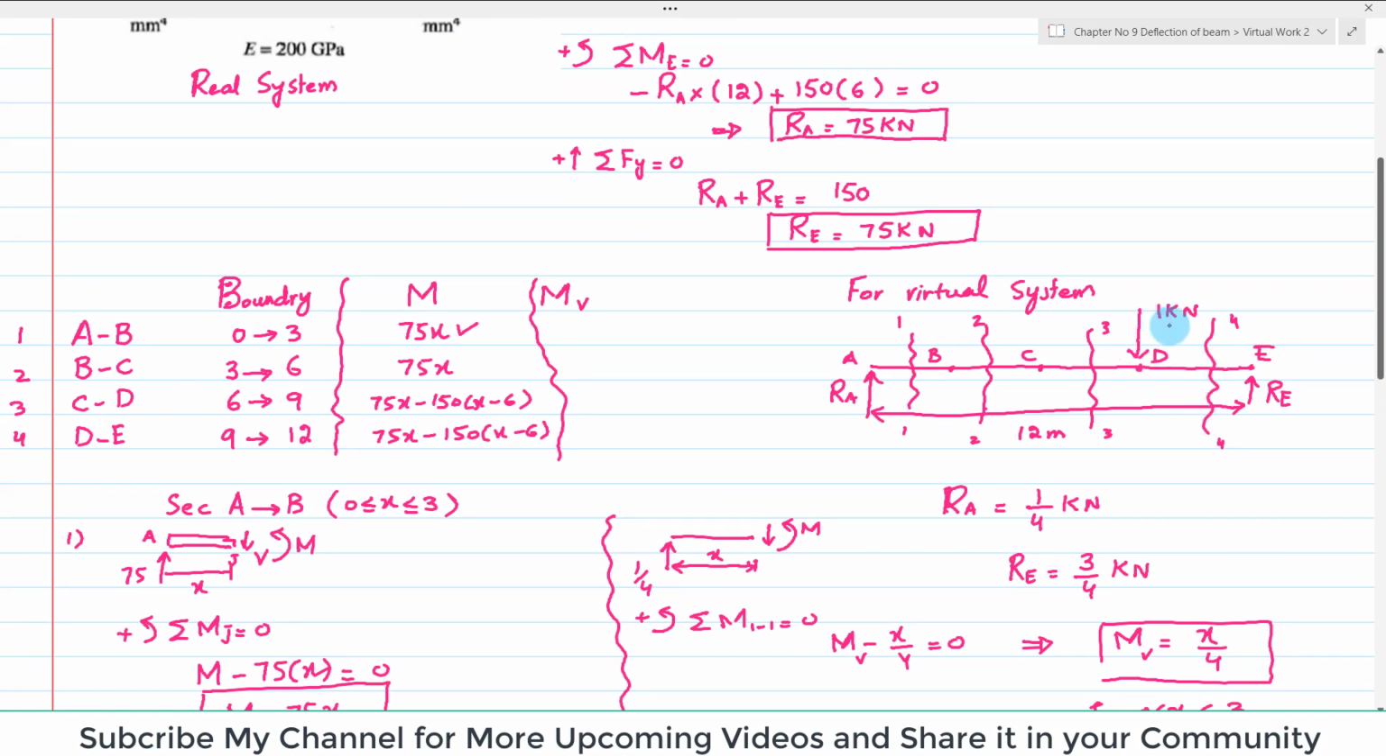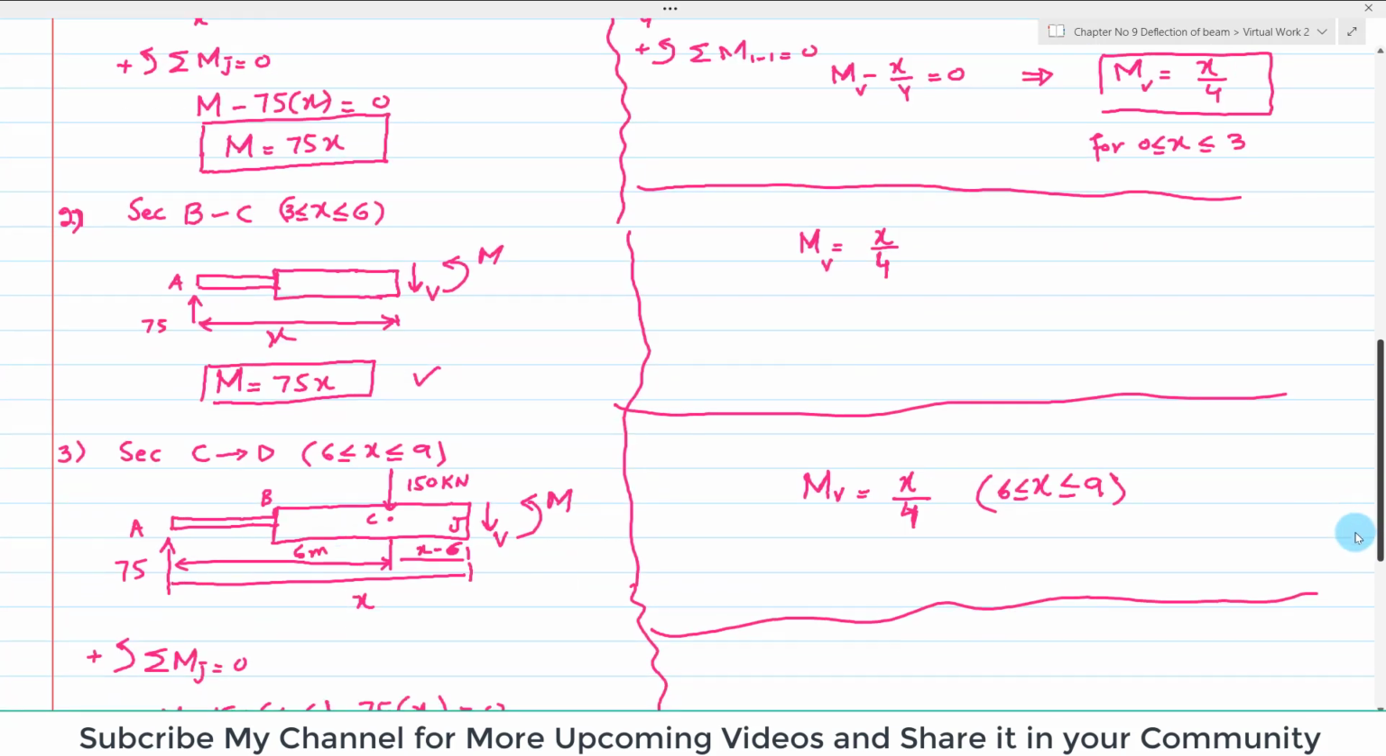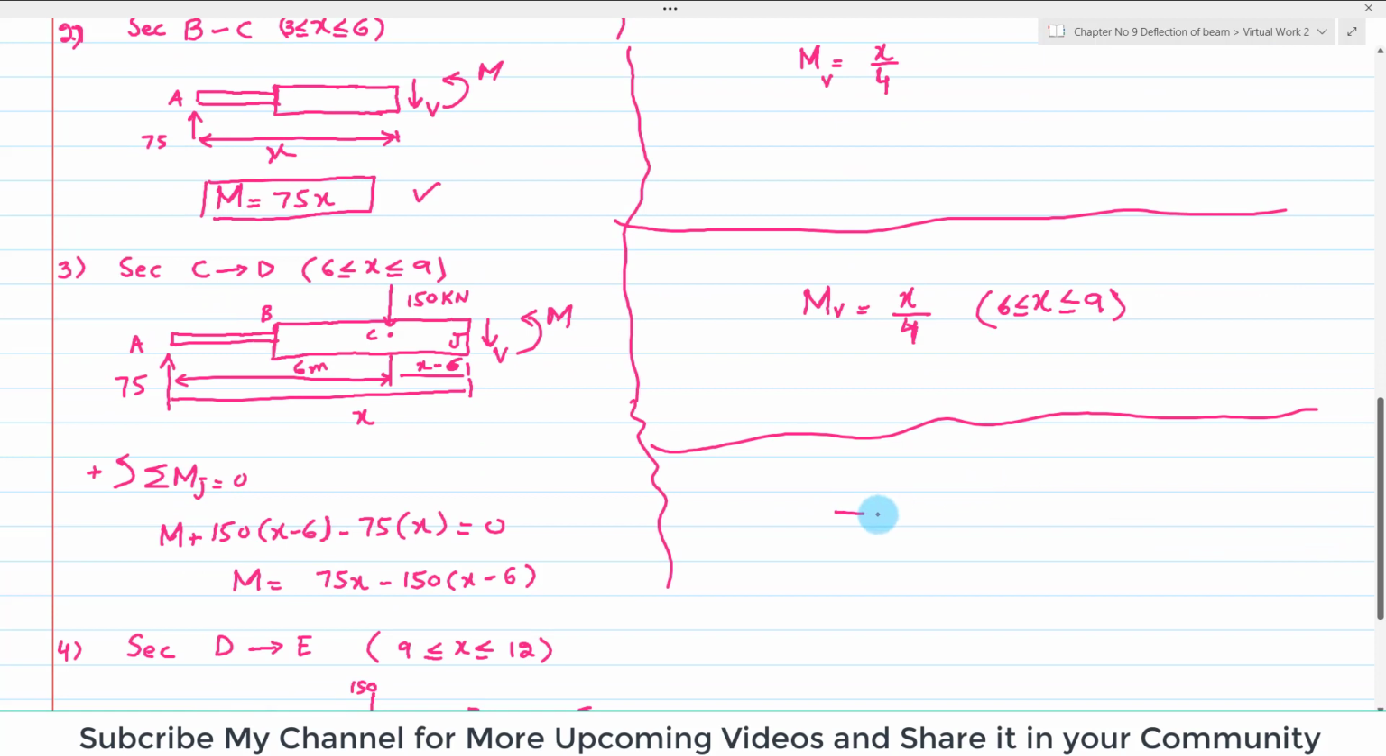Now in the fourth part, when you cut the beam over here, you can see there is a 1 kilonewton force. So we will draw the free body diagram for this. At point A there was 1 over 4 kilonewton. At point B there was no load. At point C there was no load. At point D there was a 1 kilonewton virtual load, and here from D to E you have cut the section, so there will be a shear force and bending moment. Clear?